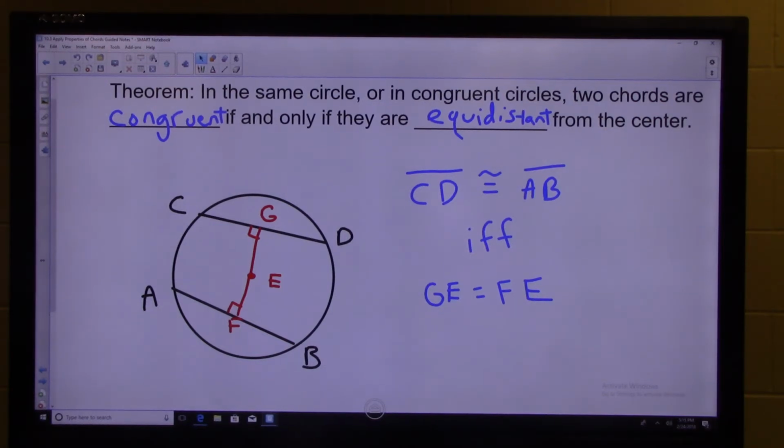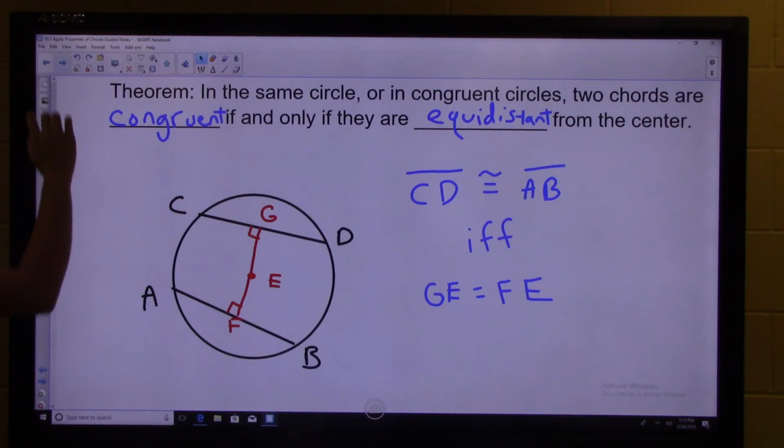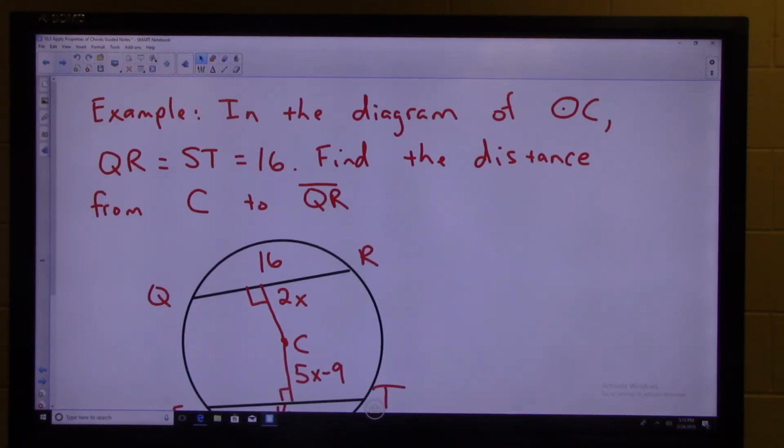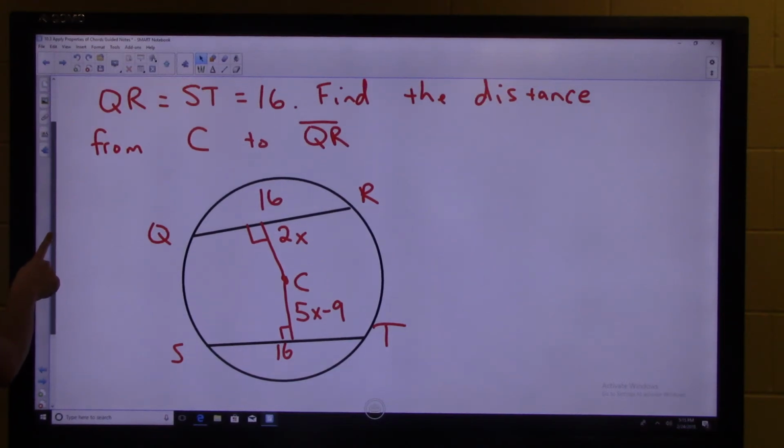All right, so one more example to get through. I'll walk you through it, and then we'll call this lesson finished. So here we go. So I've got this written down for you. You need to draw the picture on your guided notes. I've got all the information you need on the guided notes here.